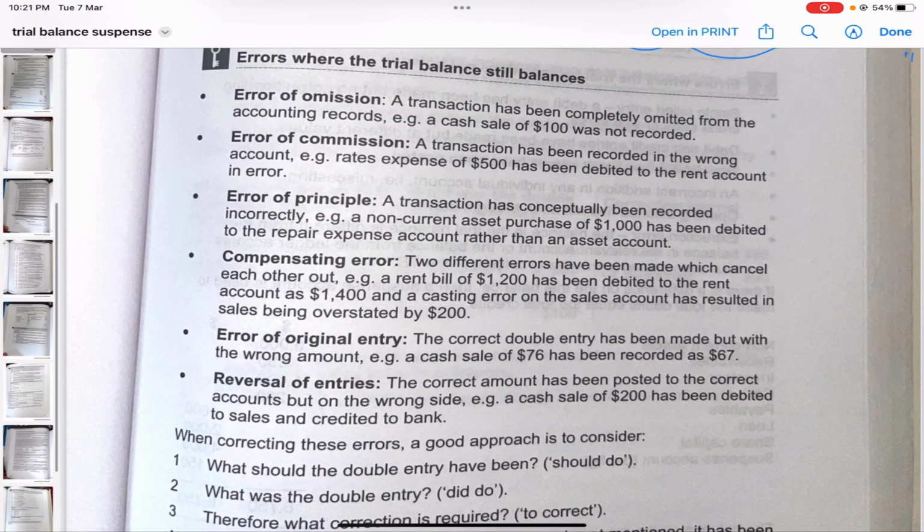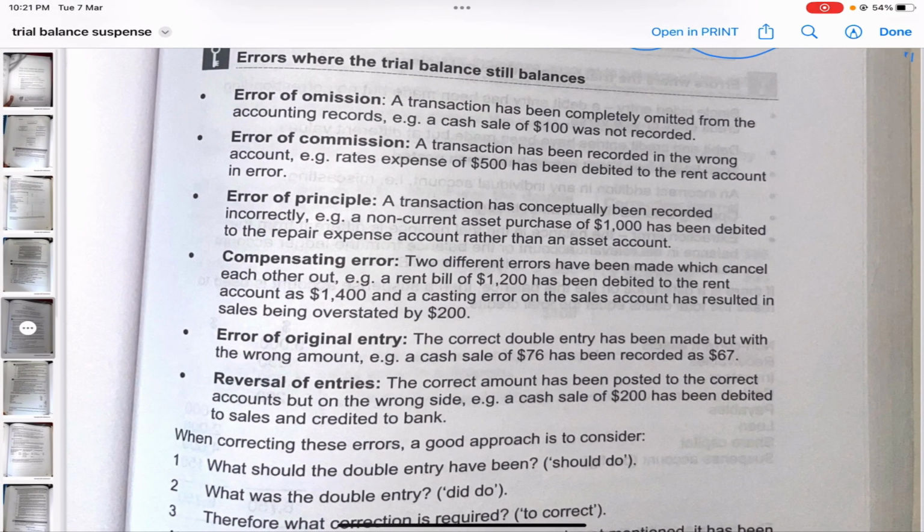Errors where the trial balance still balances. So now what kind of errors? We are going to go into the specific detail and we are going to see what kind of errors might occur, and in those errors the trial balance is still going to balance.